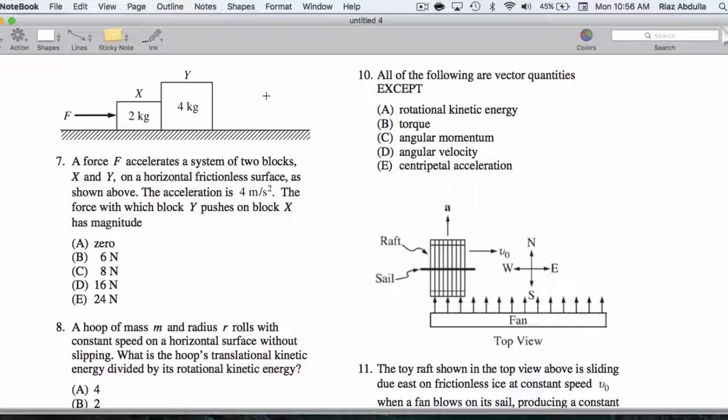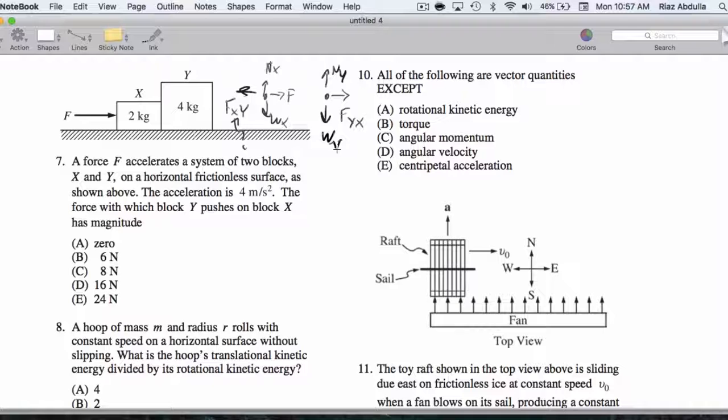Free body diagram. Let's just draw one real quick because I actually have a reason for doing what I'm about to do. The normal on x, the weight of x, we get the force pushing x, and then we have the force on x due to y. This is actually what we want to solve for in this problem. But then we have the force on y due to x, the normal on y, and the weight of y.